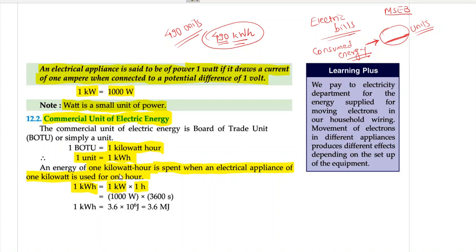So what is 1 kilowatt? I just showed you over here. 1 kilowatt is 1000 watt, right? So you will write 1 kilowatt is 1000 watt multiplied by 1 hour, which is 3600 seconds. 1000 watt multiplied by 3600 seconds, that is 36 lakh watt second. Okay, please pay attention here. 36 lakh watt second.